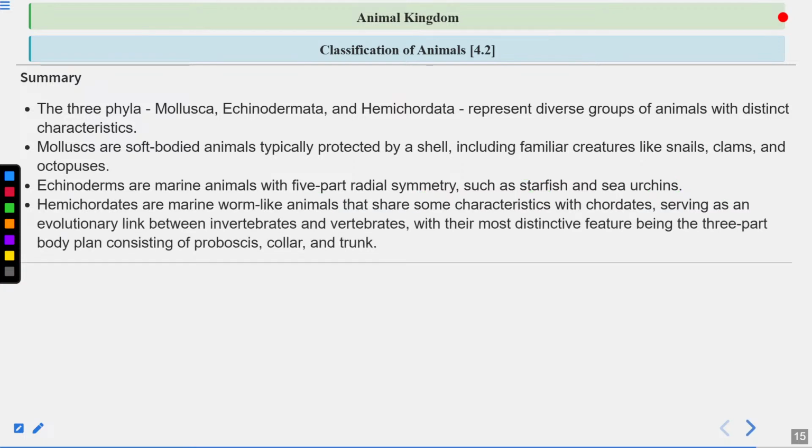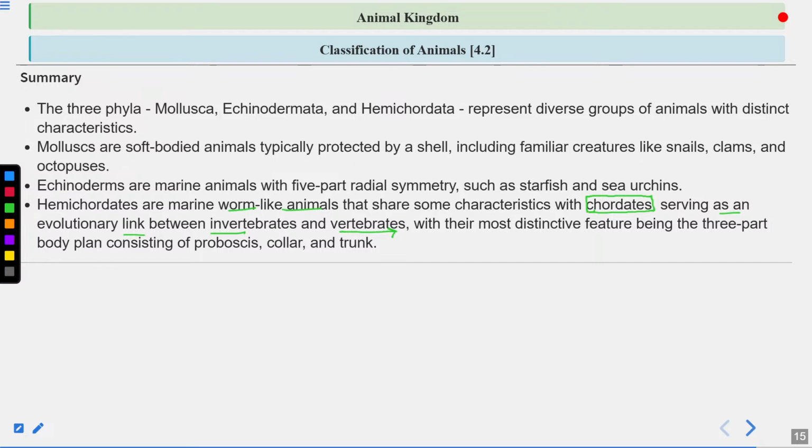Let's talk about hemichordates. Hemichordates are marine, worm-like animals that share some characteristics with the chordates. That's why they were earlier placed in chordates. Now they are placed in non-chordates. They have some characteristics similar to chordates, that's why they serve as an evolutionary link between invertebrates and vertebrates. Vertebrates have a vertebral column. Invertebrates don't have a vertebral column.